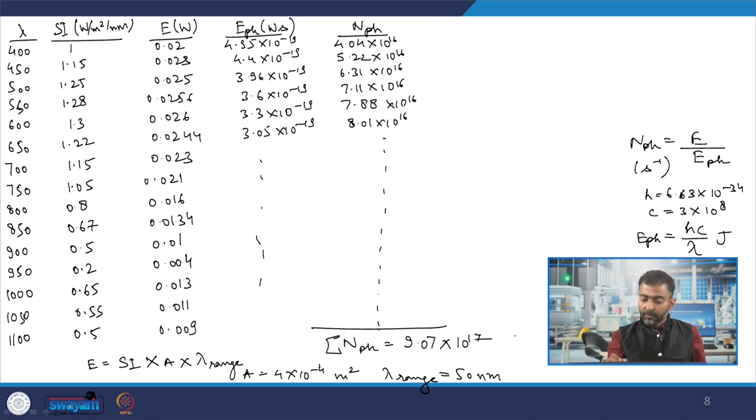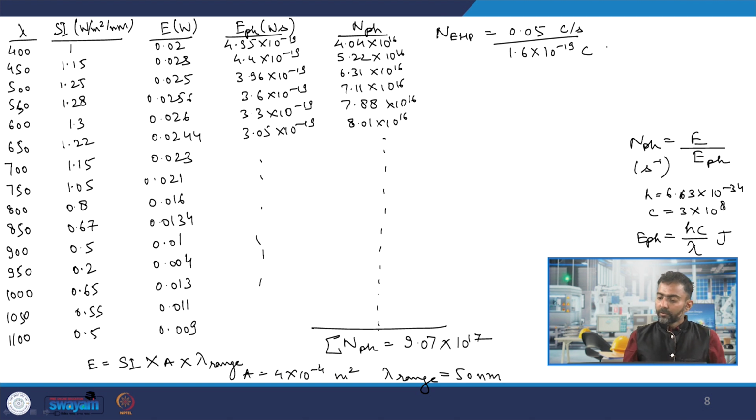Now for the number of electron hole pairs, NEHP, the useful electron hole pairs, we have the current given in the problem, which is 0.05 amperes, divided by the charge of 1 electron, 1.6 into 10 to power minus 19. We can write the current in amperes as coulomb per second, whereas the charge of an electron is in coulombs. So you can get the number of electron hole pairs from here, and this comes out to be 3.125 into 10 to power 17 per second.